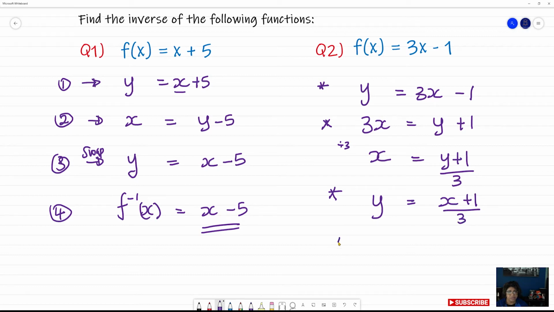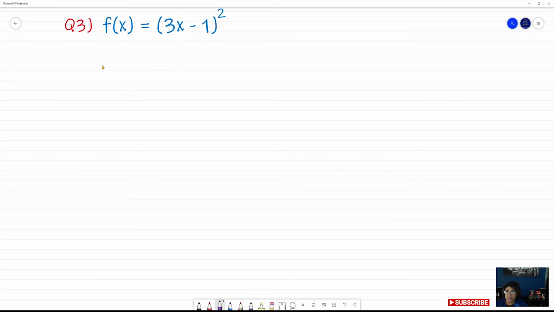And the final step then is to write the inverse notation. So now this becomes f inverse of x equals x plus 1 over 3. And now for question 3, feel free to pause the video, come back and check your answer.